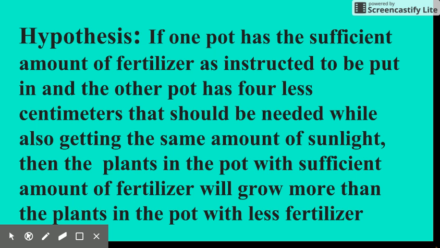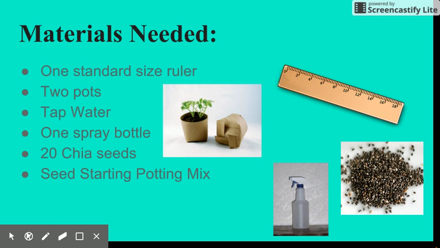The materials needed for this experiment are 1 standard size ruler, 2 pots, tap water, 1 spray bottle, 20 chia seeds, and seed starting potting mix.